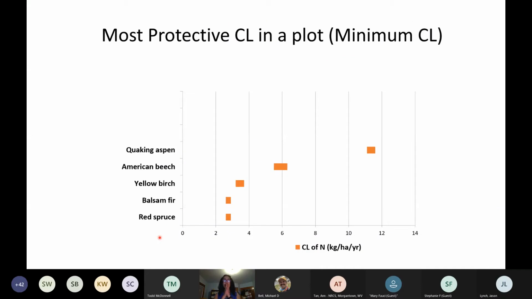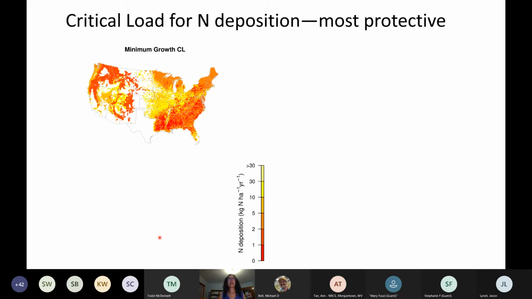Okay, so I'm going to switch over and show you a couple maps, but before I do that, I just want to say that the maps that I'm going to show you consider the most protective critical load in a plot. So they're done plot-wise, so there are a bunch of different species in the plot, and the most protective critical load is the lowest critical load there, and that's what drives the critical load for that whole plot.